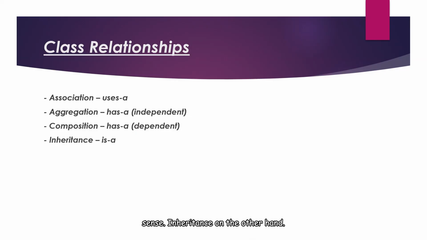Inheritance, on the other hand, creates an is-a relationship. A dog is an animal. It allows for polymorphism but should be used carefully to avoid tight coupling. Knowing when to use each relationship helps you architect clean, expressive systems.